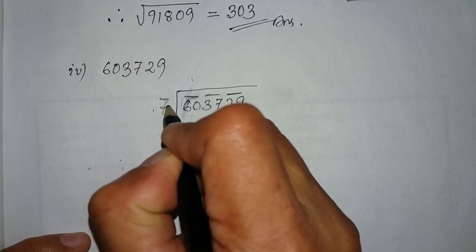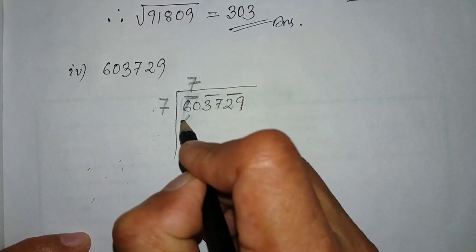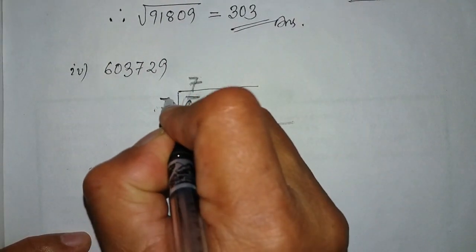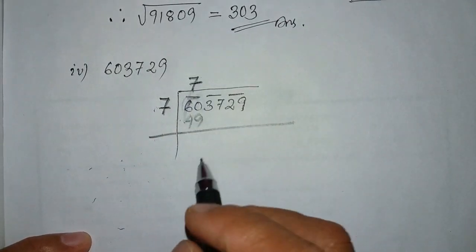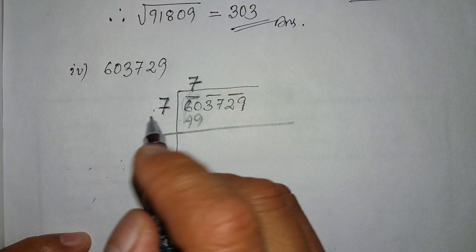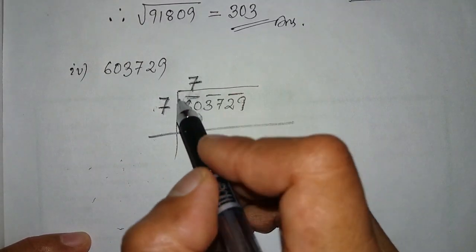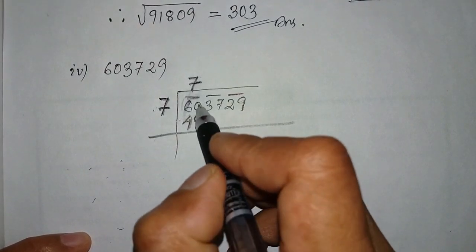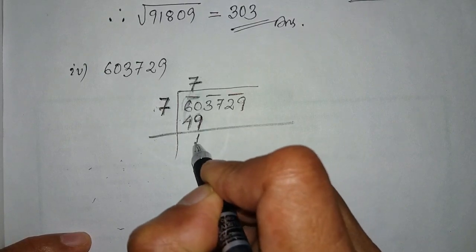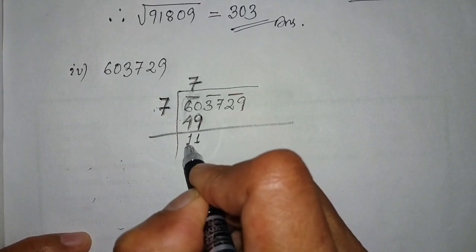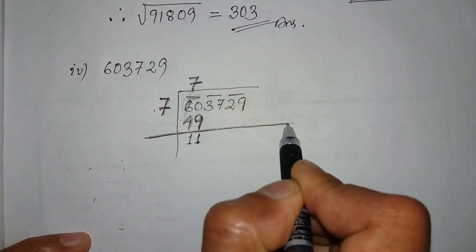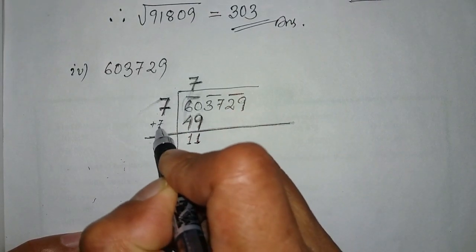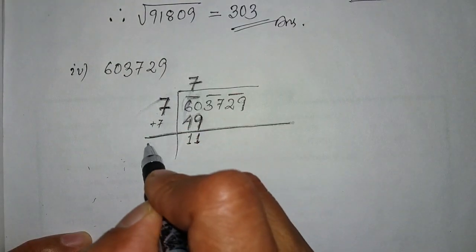So let's try with 7 here. 7 sevens are 49. 7 is the right number because we have tried with 8. 8 8s are 64. This is only 60, so 8 is too big. So that is why we are taking this 7 now. 7 sevens are 49. Now 10 minus 9 is 1. 5 minus 4 is 1. Now let's add these two numbers, 7 and 7. So plus 7 you can write here. This 7 is nothing but this one. So 7 plus 7 is 14.